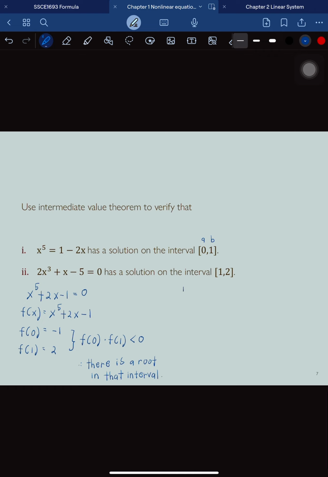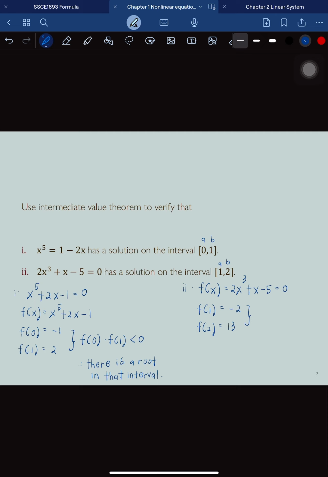Now number 2. The equation is already equal to 0, so we have our f(x). f(x) equal to 2x cubed plus x minus 5 equal to 0. So this is a and this is b. f(1) equals 3 minus 5, which is negative 2. And how about f(2)? By using our calculator, 2 times 8 plus 2 minus 5, so the answer will be 13.